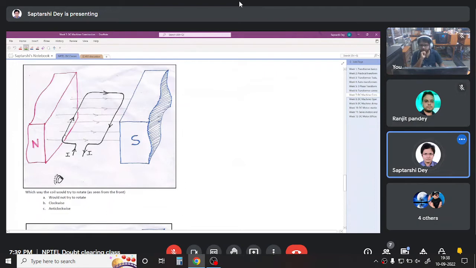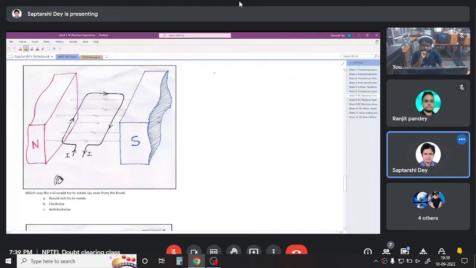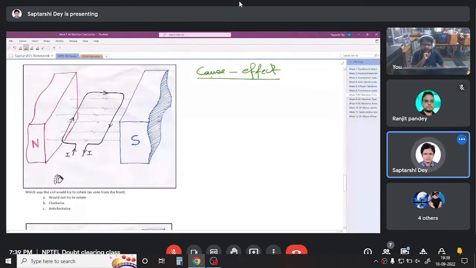Now you see, you have to be very careful here about the cause and effect. From now on, wherever you are studying machines, you have to understand the cause and effect to understand the difference between motoring and generating action. So the question is which way the coil would try to rotate. It has been given a current through it. And since the current is flowing in the magnetic field, the coil will try to rotate. So can someone tell me whether it is a motoring action or a generating action?